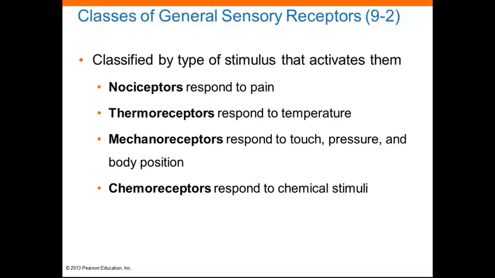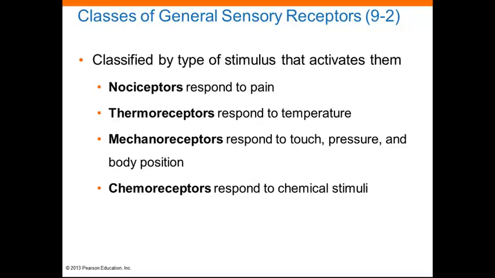General sensory receptors are classified by the type of stimulus that activates them. Nociceptors are free nerve endings that respond to pain associated with extremes of temperature, mechanical damage, and dissolved chemicals. We have a couple of different types of pain. There's fast pain. Fast pain is transmitted to the central nervous system through myelinated axons. Slow pain is transmitted by unmyelinated axons, like burning or aching.